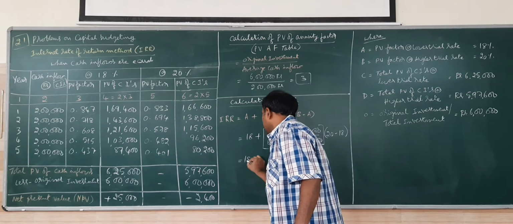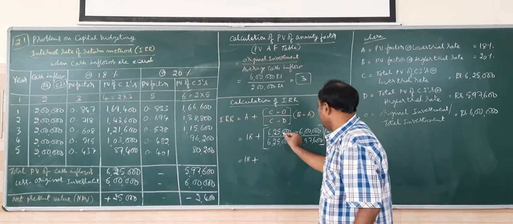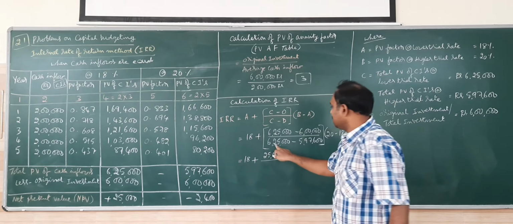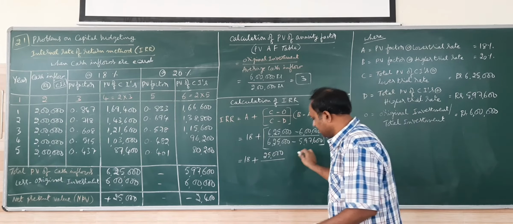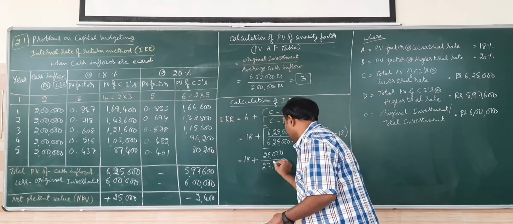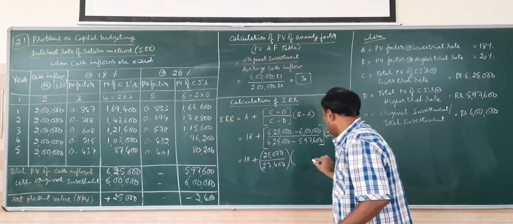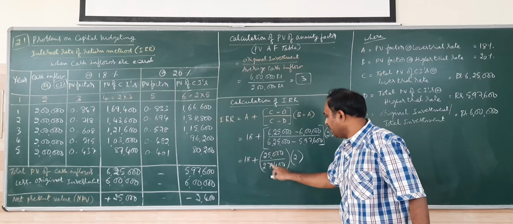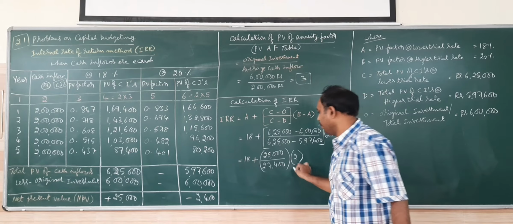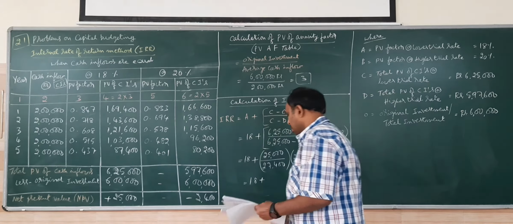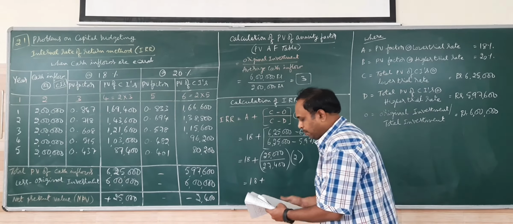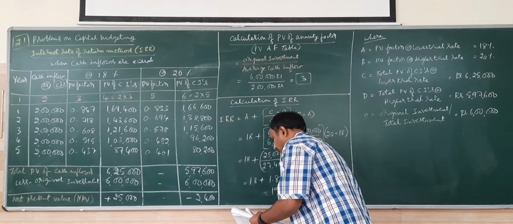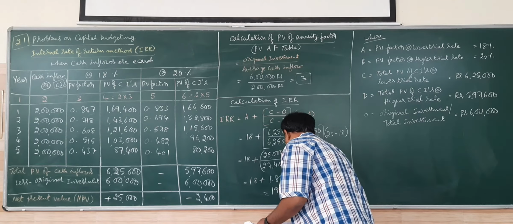So if you simplify here, you are going to get 6,25,000 minus 6 lakhs, 25,000. 6,25,000 minus 5,97,600, you are going to get 27,400. Then 20 minus 18 is 2. So we have to divide 25,000 by 27,400 into 2. There we get the value as 1.8248. If we add it now, 19.8248 percent.